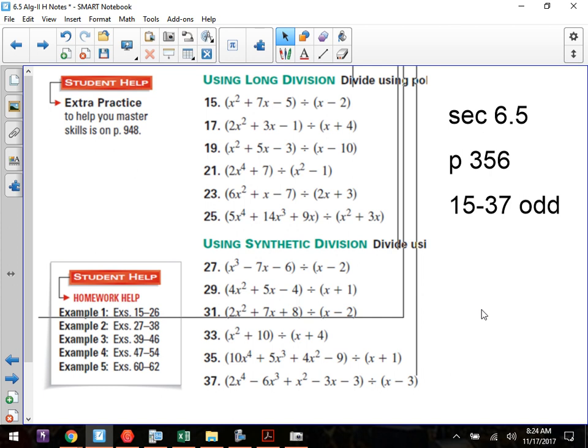Oh, synthetic division is so much fun. I like synthetic division because it's so much fun.